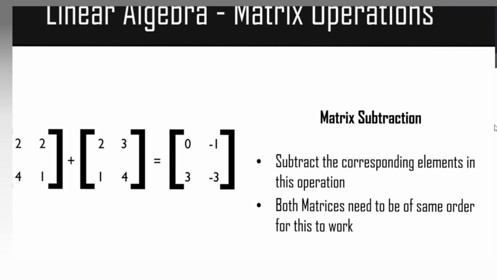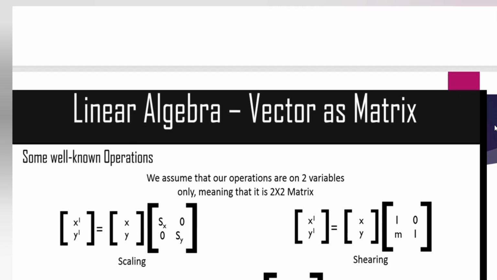And for the multiplication, take 2 into 2. Consider the first matrix and the second matrix. So 2 into 2 plus 2 into 1, like that. First row, first column of the second matrix, and first row, second column, then second row, first column, second row, like that you have to do the multiplication. So that is very important.